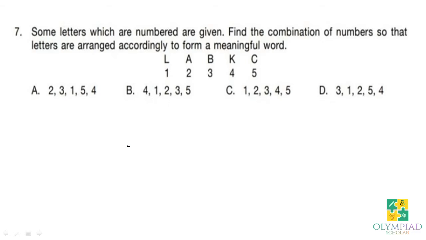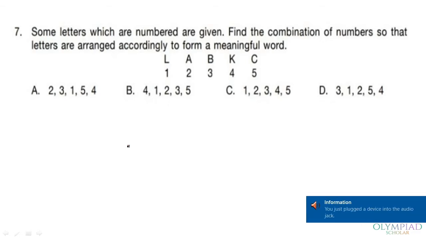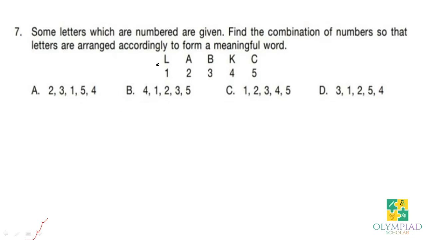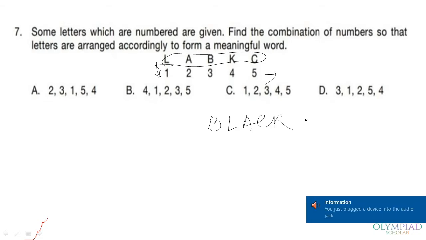Some of the letters are numbered. Find the combination of numbers so that the letters are arranged to form a meaningful word. What is being asked here is that the number corresponding to L is 1, A is 2. We will check after finding a meaningful word from these letters: L, A, B, K, C. The word which can be found from these letters is BLACK. So you have to find the corresponding numbers and identify the option.